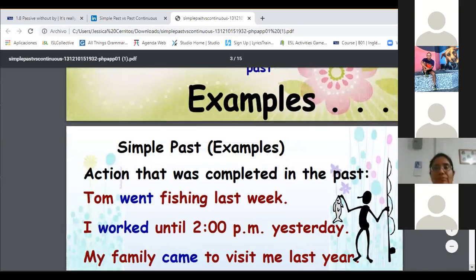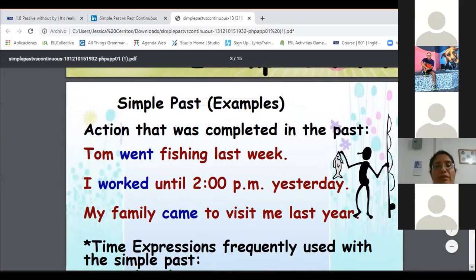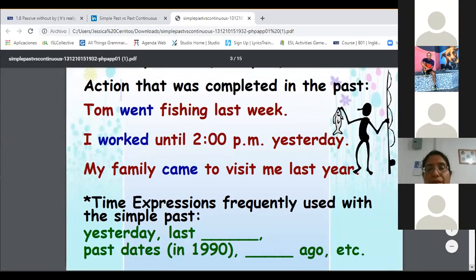Ready. Okay, so simple past examples. Read them, please. Simple past examples. Action that was completed in the past. Tom went fishing last week. I worked until 2 p.m. yesterday. My family came to visit me last year. All right, very good. Continue.